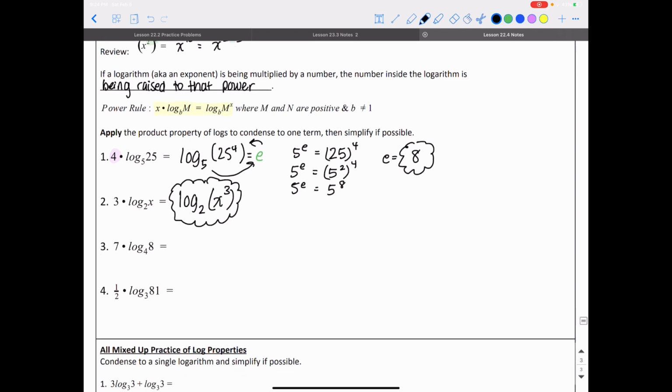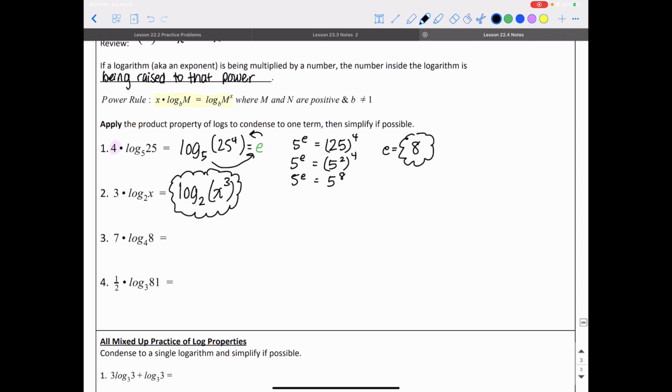For the third one, I have 7 times log base 4 of 8. That's the same as log base 4 of 8 to the 7th power. And I can simplify this. I'm going to set this equal to e. It's going to spit out an exponent. I know 4 to the e power is going to give me 8 to the 7th power.